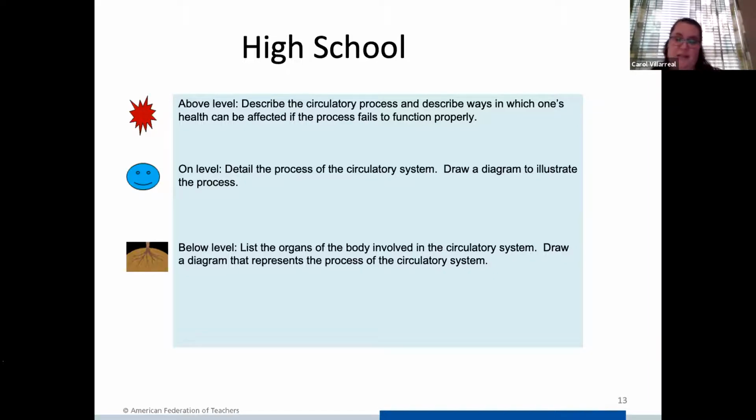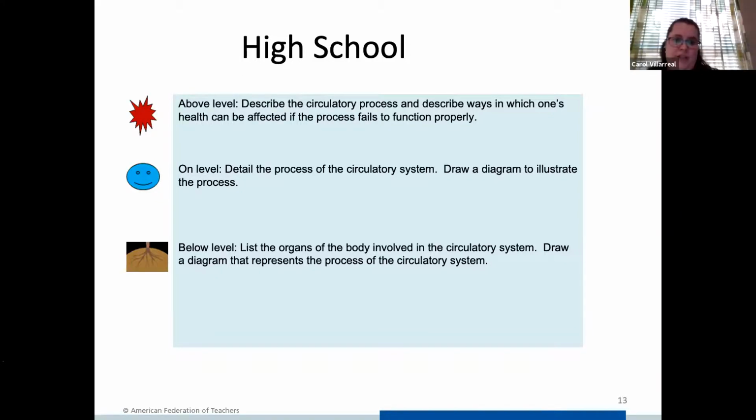Someone asked if this is a modification. It's very similar to modifying, but you're not modifying the curriculum. Modification is when you're changing the actual curriculum. Here, they're still expected to know the same things. You're just making the process easier for them. And that's the difference between modifications and accommodations.